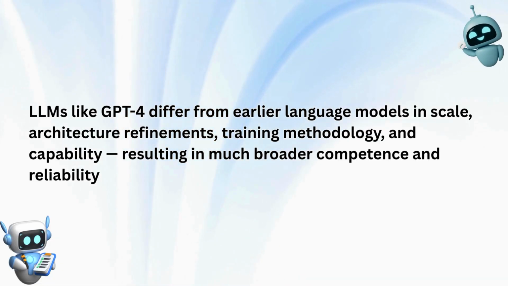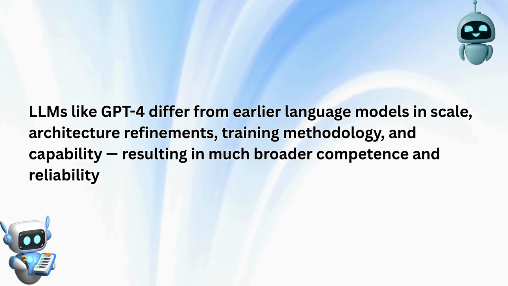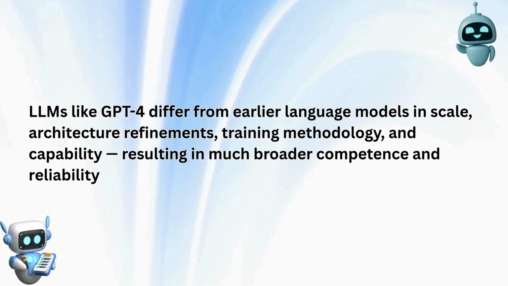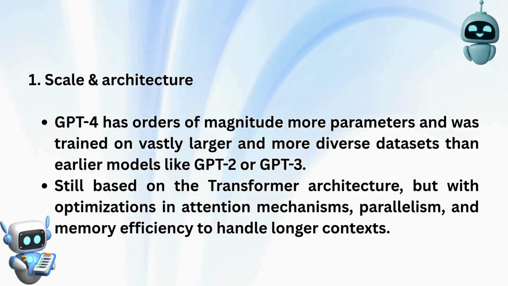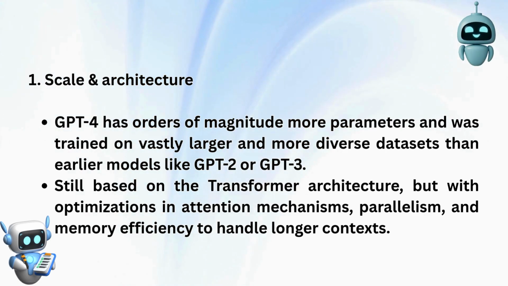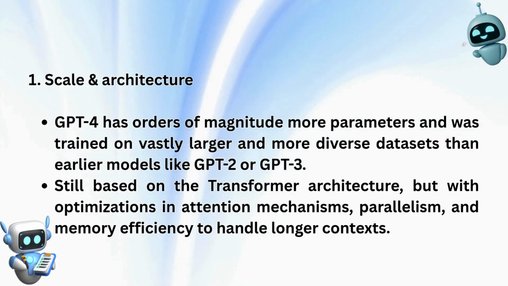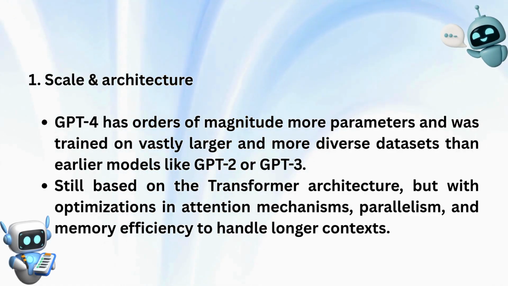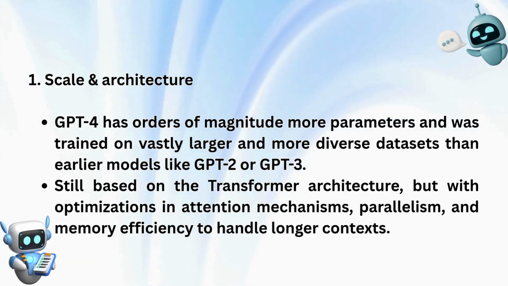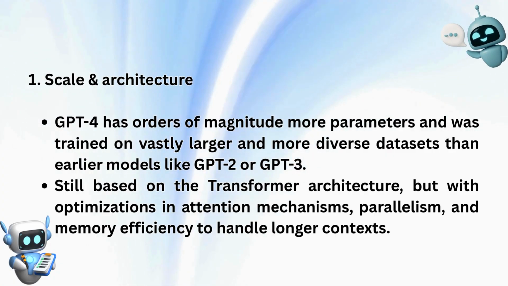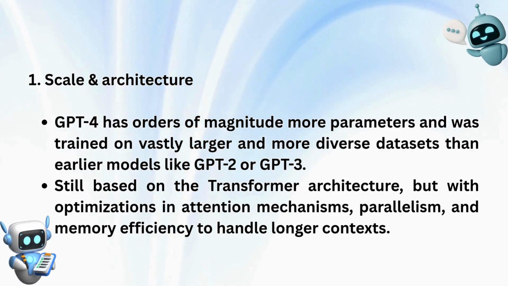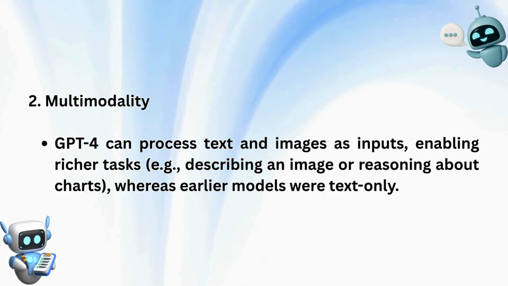LLMs like GPT-4 differ from earlier language models in scale, architecture refinements, training methodology, and capability, resulting in much broader competence and reliability. First, scale and architecture. GPT-4 has orders of magnitude more parameters and was trained on vastly larger and more diverse datasets than earlier models like GPT-2 or GPT-3. Still based on the transformer architecture, but with optimizations in attention mechanisms, parallelism, and memory efficiency to handle longer contexts. 2. Multimodality.